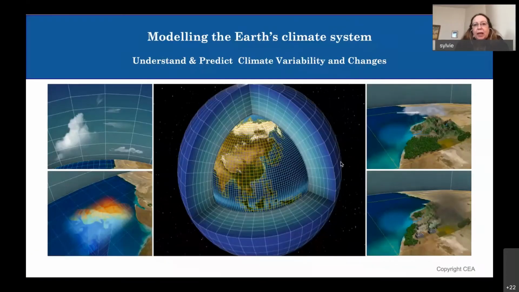So on the modeling of the Earth's climate system, I'm not fully sure of all your background, just a reminder for most of you. The main objective of modeling the Earth's climate system, or climate models, is to help us understand mechanisms, but also predict or project climate variability and change. So be able to say something about possible changes.